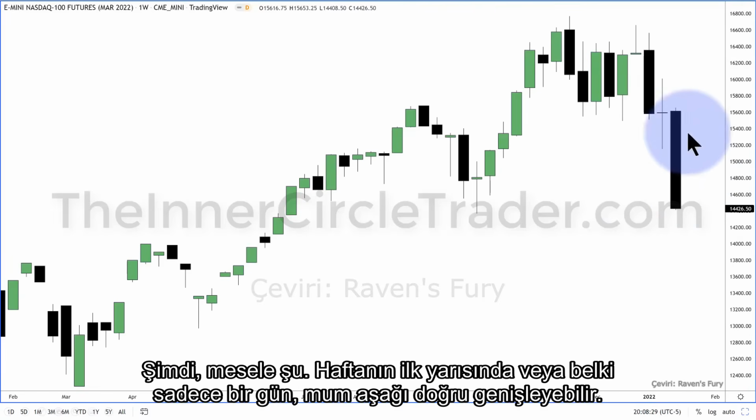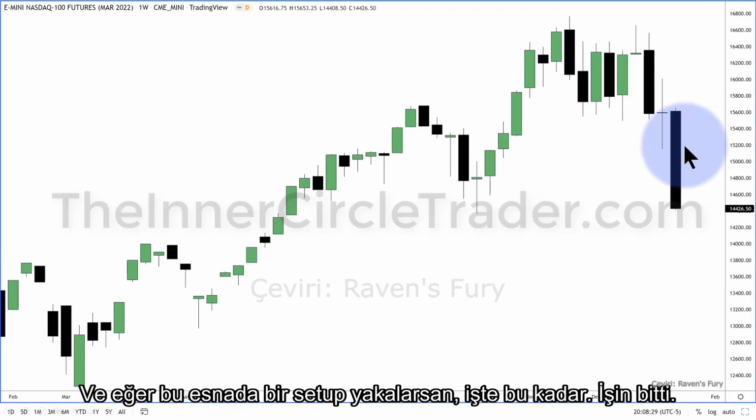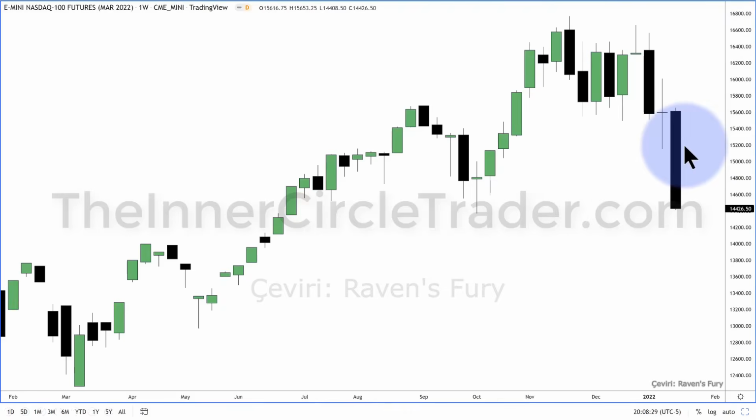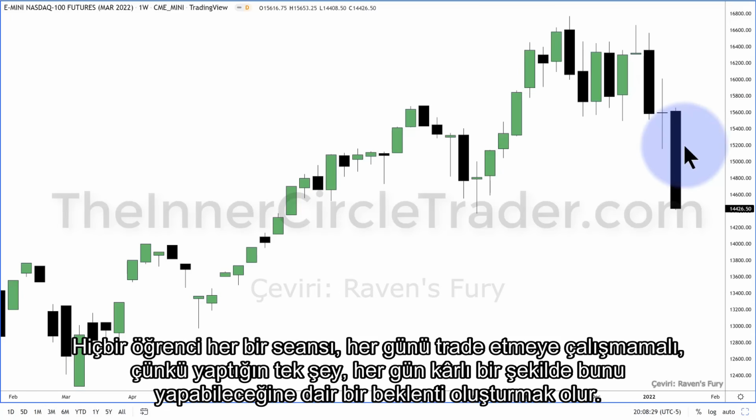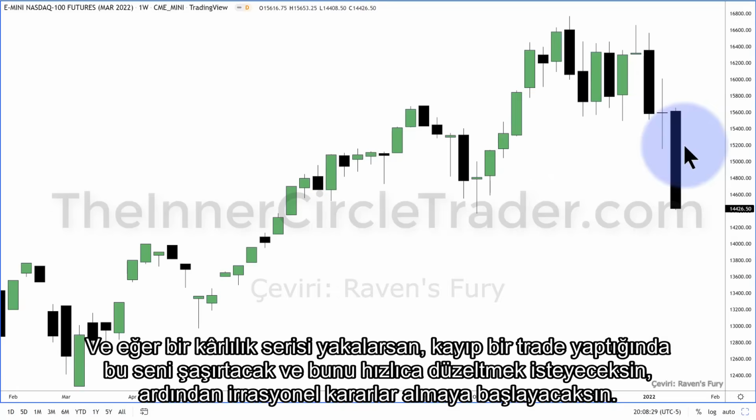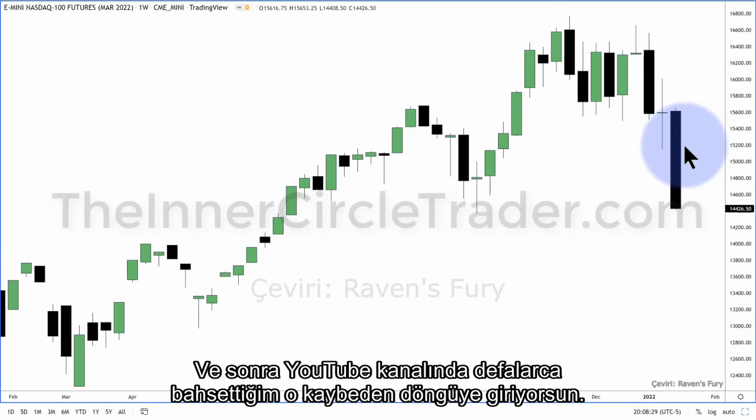Now, here's the thing. It may start the first half of the week, or maybe just one day, expanding lower. And if you get a setup in that, that's it. You're done. That's how you start working towards consistency. No student should ever try to trade every single session, every single day, because the only thing you're doing is building an expectation that you're going to be able to do this every single day profitably. And then if you do get a run of profitability, as soon as you get a losing trade, it's going to blow your mind. You're going to want to correct it quickly, and you're going to start making irrational decisions. And then you enter that loser cycle I've talked about many times on the YouTube channel.